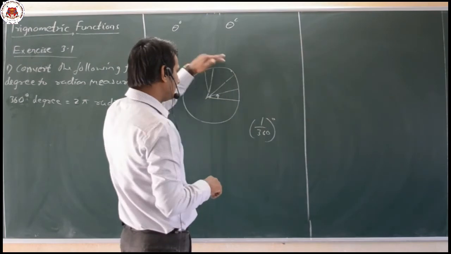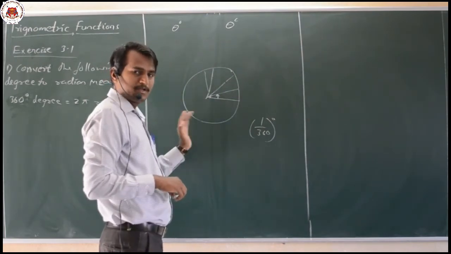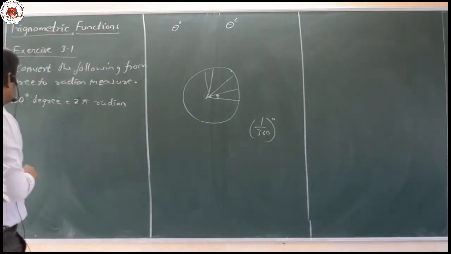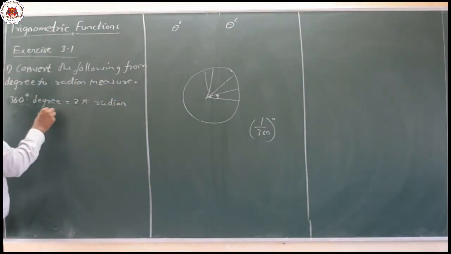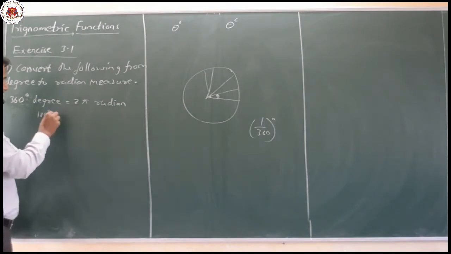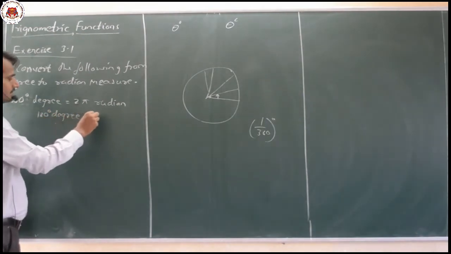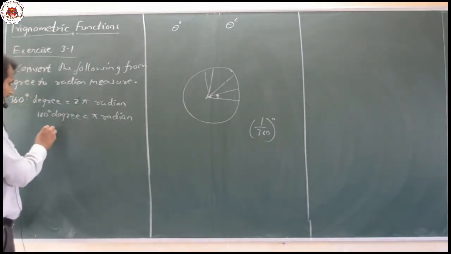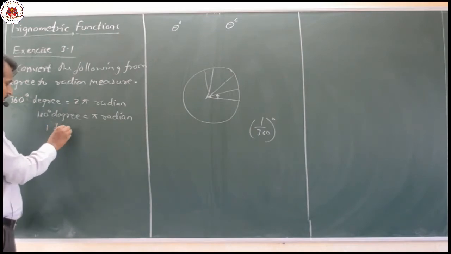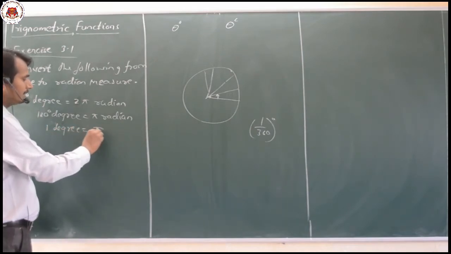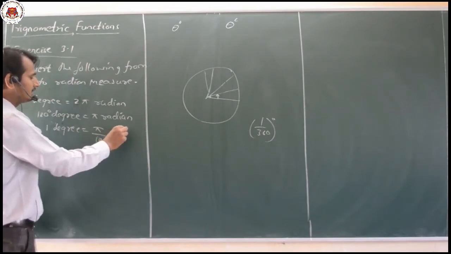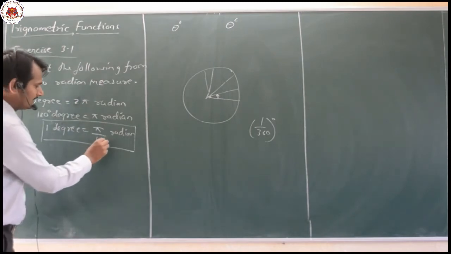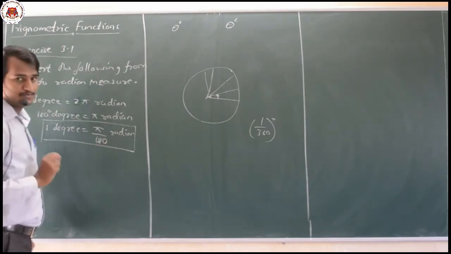In the same manner, one whole complete revolution in radian is 2 pi radian. That is the relation. That means 180 degrees is equal to pi radian, and 1 degree is equal to pi divided by 180 radian. That is our required formula.